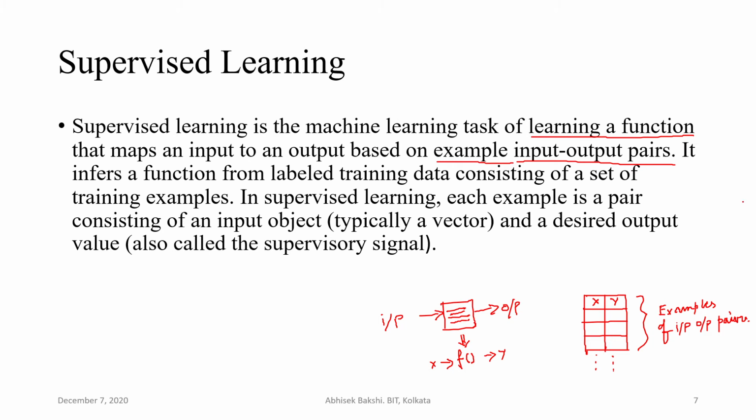Then it is saying that it infers a function from labeled training data consisting of a set of training examples. So a new word came for you, that is training data. So what is training data? All the data that is given, that is used to learn that function, are called training data.